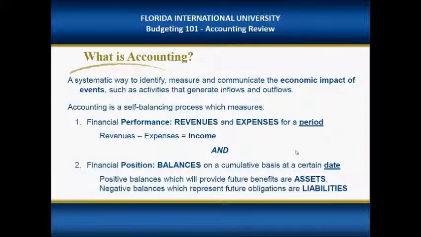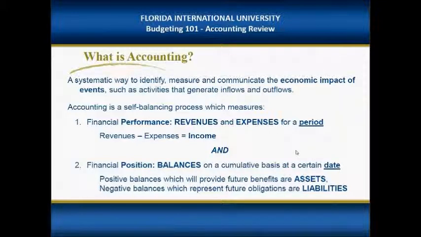Now, we refer to net financial performance as income. Positive components, such as inflows, are called revenues. Negative components, such as outflows, are called expenses. The net of those two, meaning revenues less expenses, gives us our net income.